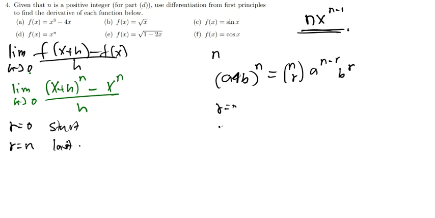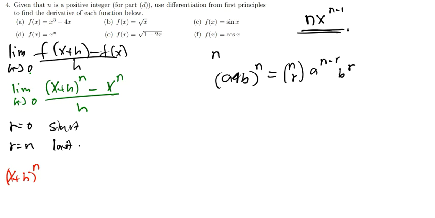Why am I doing this? Let's assume that n was 4. I would have n choose 0, then n choose 1, n choose 2, n choose 3, n choose 4. You get it? So now what I'm trying to do is expand this. Here a is x and b is h. So I start from this point: x plus h raised to the power n.